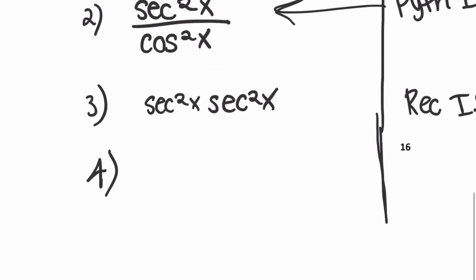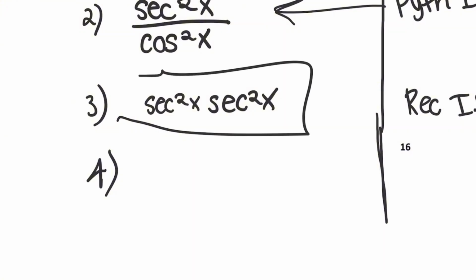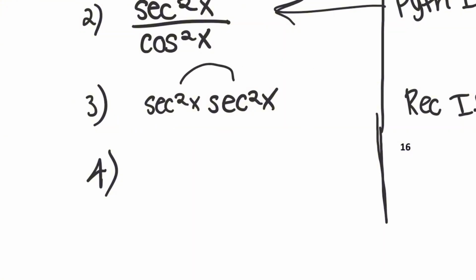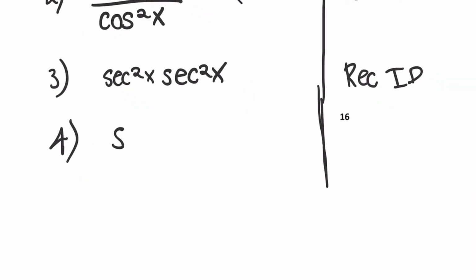And lastly, it's pretty obvious what you might do here, but you can just multiply these out. So whether you want to call that the distributive property, whether you just want to call that multiplication, that will turn into secant to the 4th x. And I'll just write multiplication.